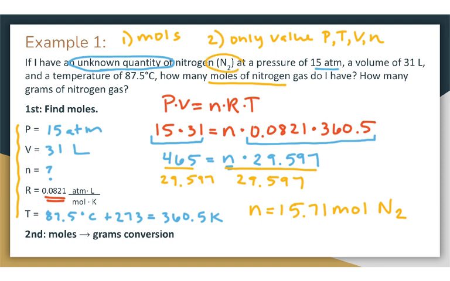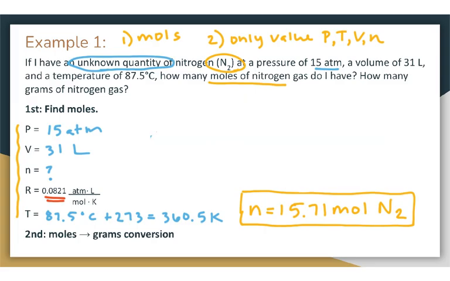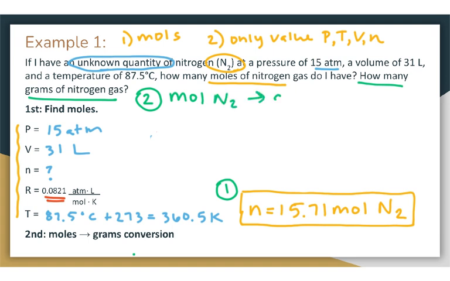N2, that was given to us up here. Nitrogen is diatomic, and that's going to come into play in that second part, or the second question that's asked. And I just rounded to 2 decimal places like we have in the past. All right, now looking at my second question, how many grams of nitrogen gas do I have? So in that first part, I found how many moles I had. Now in my second step, I'm going to go from moles of nitrogen to grams of nitrogen using my stoichiometry chart from a few units ago.